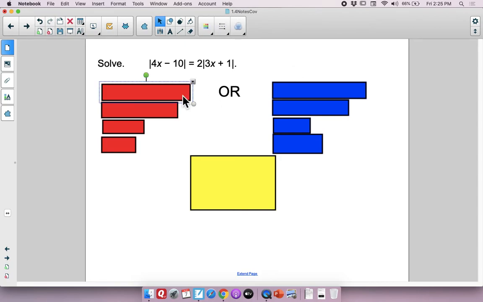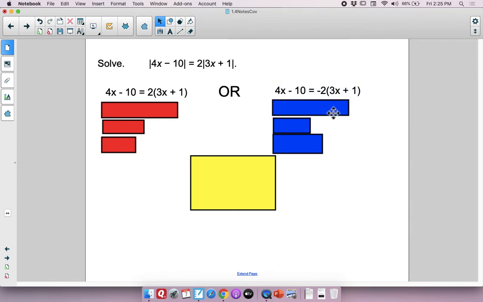All right, so I want 4x minus 10 to equal what's on the other side, or I want it to equal the opposite. So I put a negative sign in here of what's on the other side. And by the way, I could have kept this side the same, and instead of having 4x minus 10, I could have had negative parentheses 4x minus 10. It wouldn't matter. You could do it either way and it would work out. Then it's a matter of just solving this. So simplify each side separately. First we're going to distribute the 2 and get 6x and positive 2.